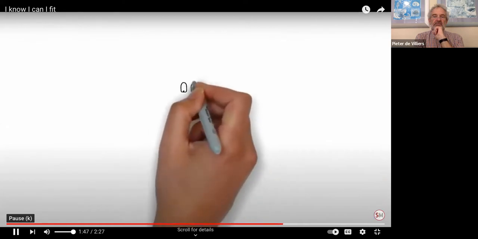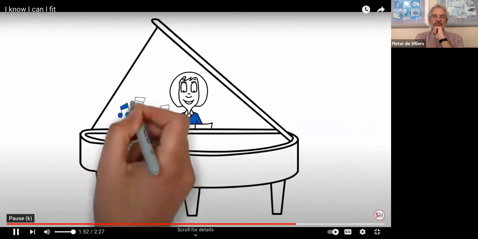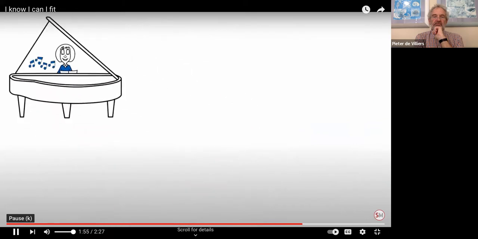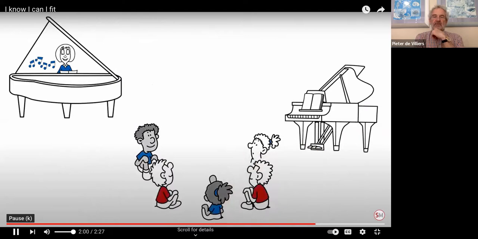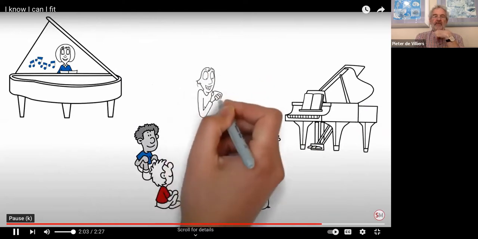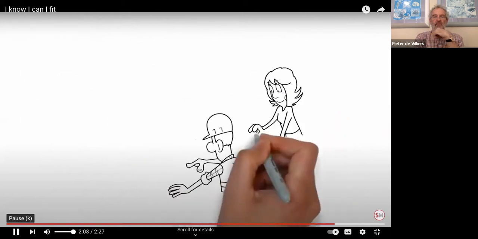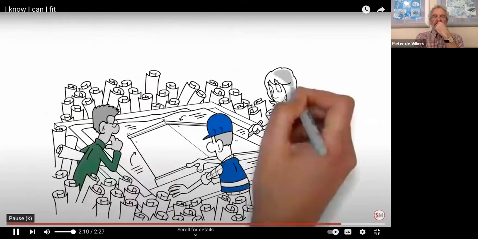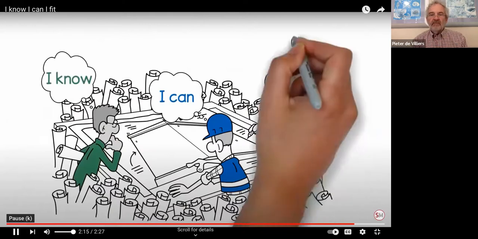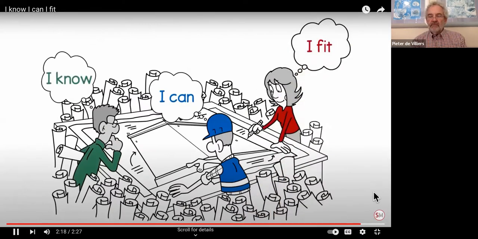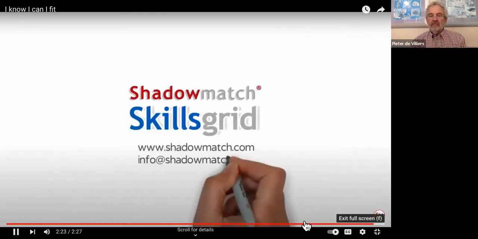Let me give you a second example. A musician has the knowledge to read and understand sheet music and the skill to play the piano. Does this mean that all pianists will be equally good at teaching music to kids at a nursery school? No. For this job, a specific and unique combination of habits is necessary. Remember, people are successful and become competent in what they do when they have the knowledge, the skill to execute the task, and the behavioral patterns that fit the environment where the job needs to be done. Shadow Match and Skillsgrid can assist in ensuring success for all.